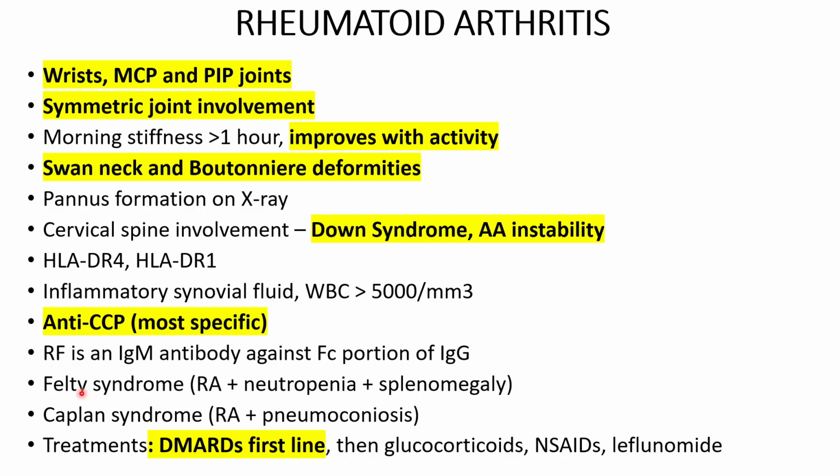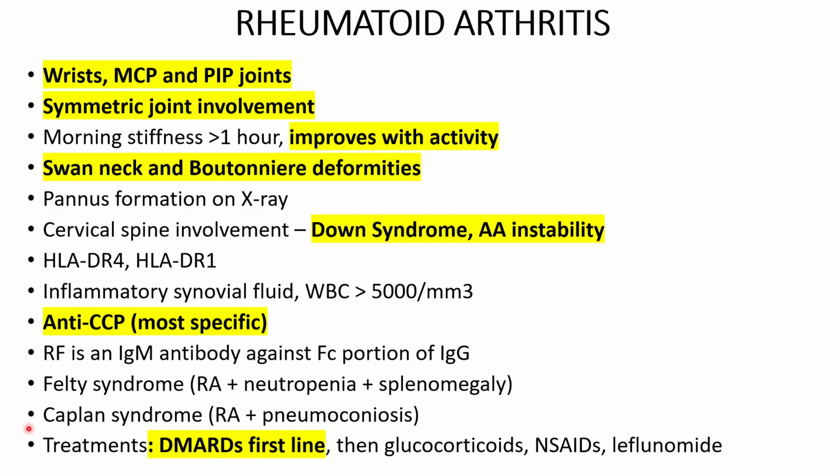Felty syndrome is an associated condition. It's a simple triad, RA plus neutropenia plus splenomegaly, and Kaplan syndrome, which is RA plus pneumoconiosis, also called coal workers pneumoconiosis. So I would just know those two syndromes.